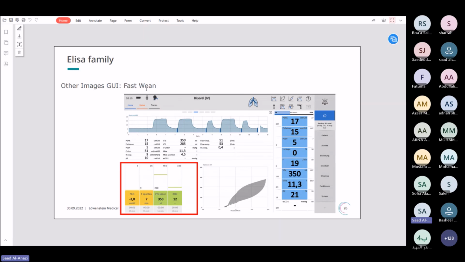Also, we have the Fast Wean. What is the Fast Wean in this ventilator? It also has multiple parameters that focus on the weaning of the patient. For example, it continuously calculates the rapid shallow breathing index, the exhaled spontaneous tidal volume, the spontaneous frequency, and the P0.1, which is continuously calculated, giving the end user, the RT or the doctors, signs of whether the patient is ready for weaning or to continue weaning the patient. This window is called Fast Wean.